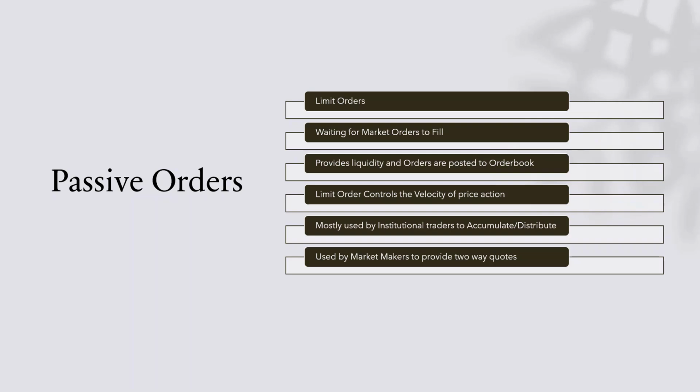Limit orders are used by market makers to provide two-way quotes. Of course, when it comes to Indian markets, we don't have an official term called market makers. But in US markets and others, they do have market makers. They supply liquidity. That's what these guys do. They always provide two-way quotes. When it comes to the Indian market, we have arbitrageurs. Arbitrageurs provide liquidity into Indian markets.